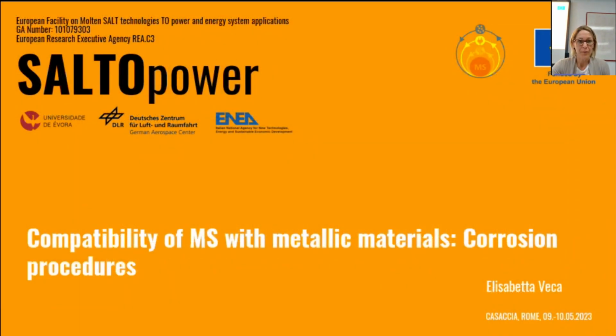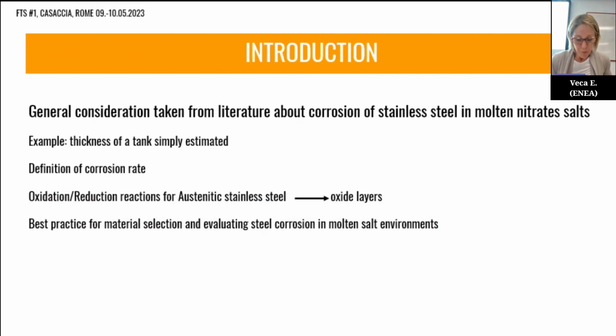So, good afternoon. I would like to show you some aspects taken from literature regarding corrosion of stainless steel in molten nitrate salts. First, a simplified example of a tank's thickness and the steel cost. Then the definition of corrosion velocity, the reactions involved in the corrosion process, and the relative oxide layer as product, and some best practices for material selection in molten salt corrosion environments.